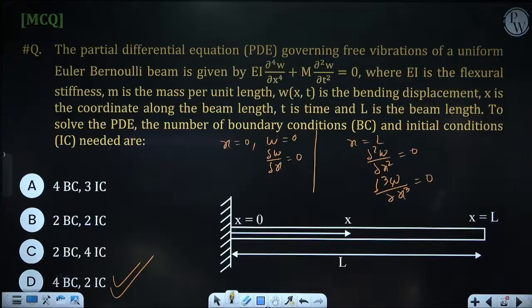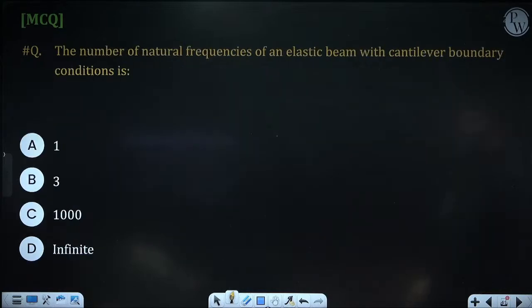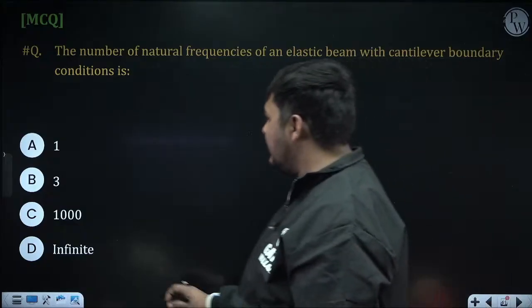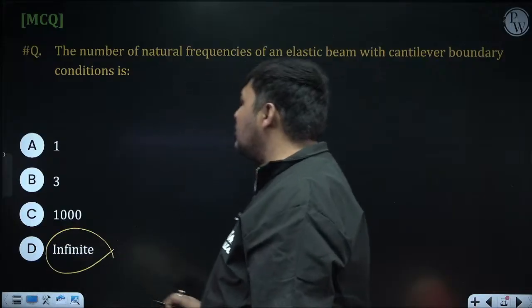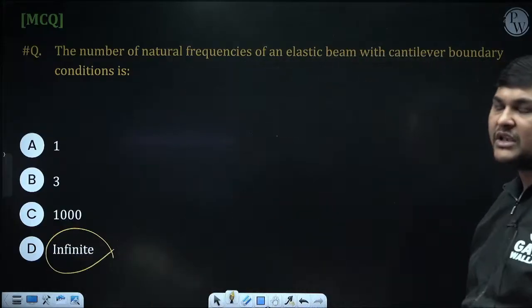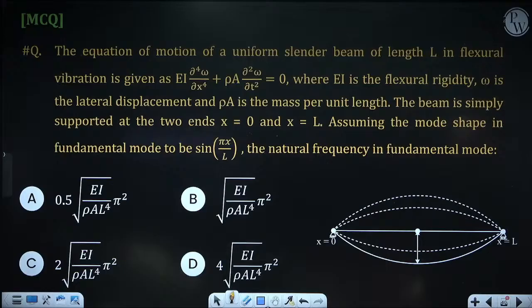Okay. Yes. Now, the number of natural frequencies for an elastic beam with cantilever boundary condition is infinite. If simply a beam is given, we will assume the beam is having some inertia, so it will have infinite degrees of freedom. Next, the last question.